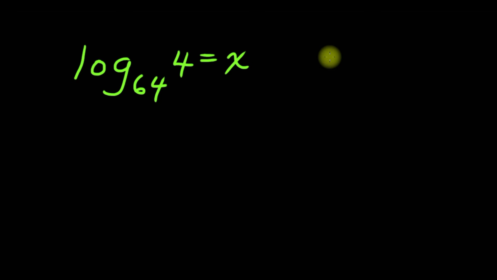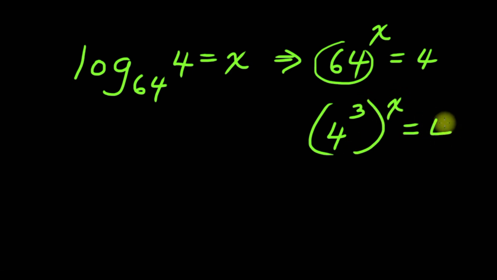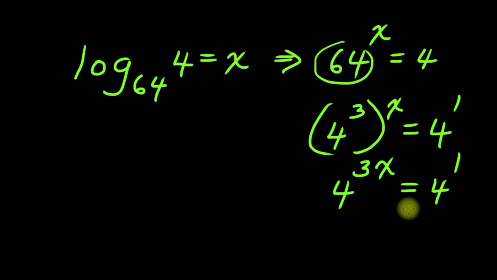So in exponential form, this would be 64 to the x power is 4. If you cannot figure this out in your head, what we can do is rewrite 64 with base 4, and we know how to do that, right? So to rewrite 64 with base 4, that is going to be 4 to the third power. So 4 to the third power is 64. And then on the other side, you get 4 to the first power. Okay, so this is 4 to the 3x, and then this is 4 to the first power.